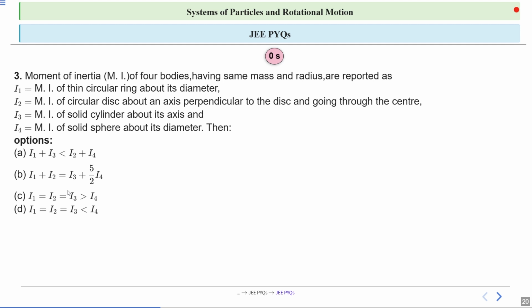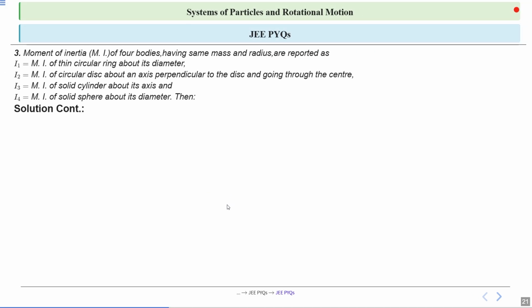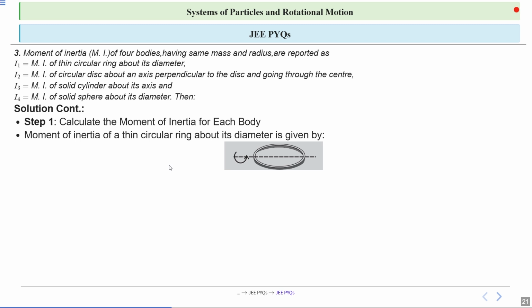Let's see the solution of this question. So, first step to solve this question is calculate the moment of inertia for each body. So, moment of inertia of a thin circular ring about its diameter is 1/2 mr square. We have a ring and the axis of rotation is this one.